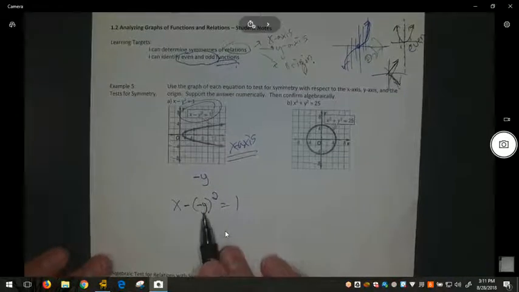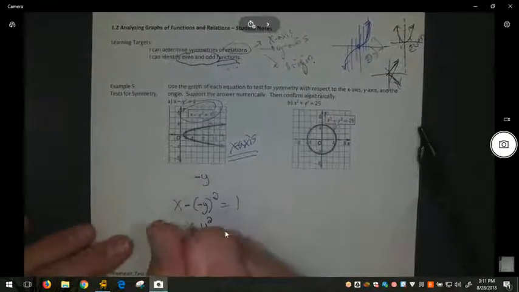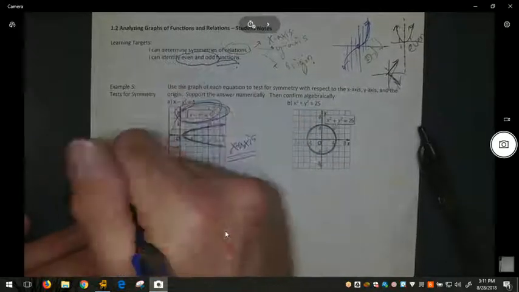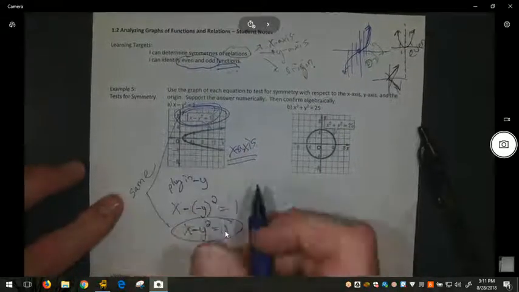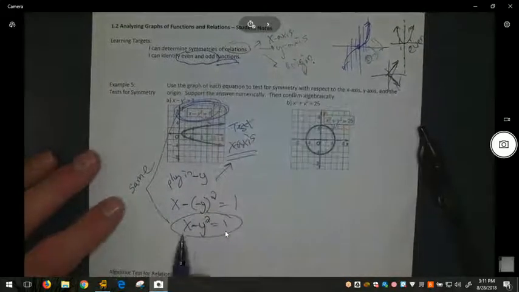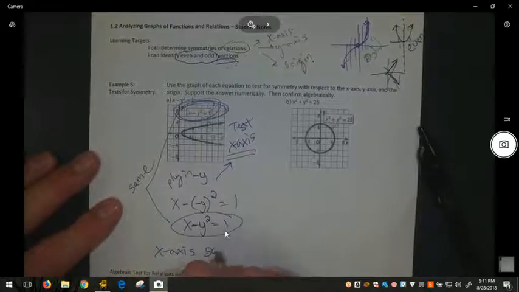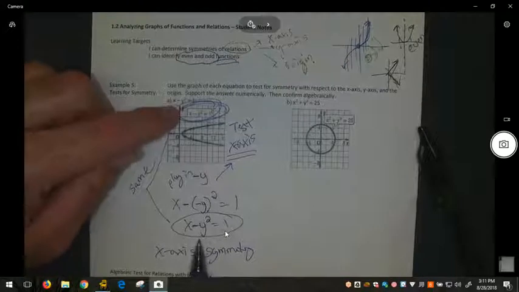When we plug that in and we square, negative y times negative y is positive y squared. And so we end up with the exact same function. If the functions are the same after plugging in the opposite of y to test for x-axis symmetry, then the function has x-axis symmetry, but only if the algebraic equations are the same after doing this.